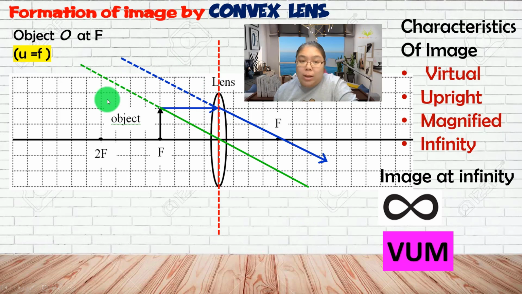Okay, this one is part 1. Part 1 just has 2 situations. The first one is U less than F. Another one is U equal to F. Okay, now I need to move the object a little bit farther away. Then we see what happened.